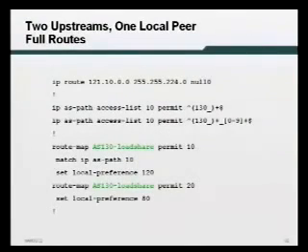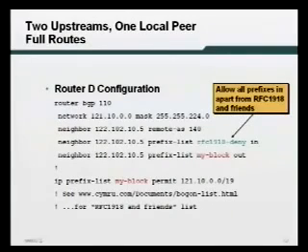Okay, where am I? And for everything else you hear from AS130, we're going to make it a low local preference, so we set it to 80. Default is 100 in this case, which means that every other destination will go through router D. Router D configuration is easy.